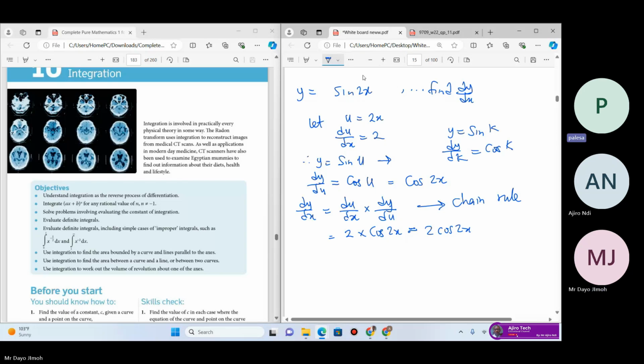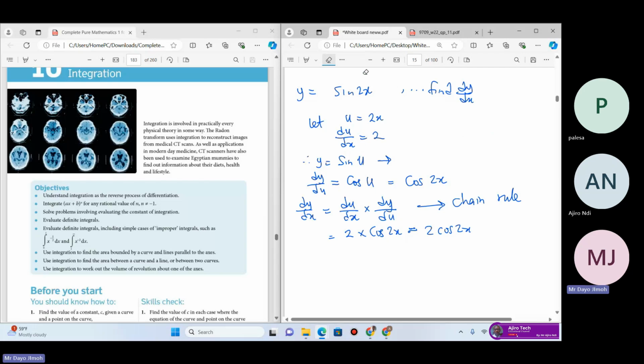So this k will be what? That means if I differentiate this one, I'll not be doing dy/dx, I'll be doing dy/du. That's why I'm writing dy/du. But we're looking for dy/dx, right? Yes. That's why I'm going to use the chain rule: du/dx times dy/du. That's the reason.